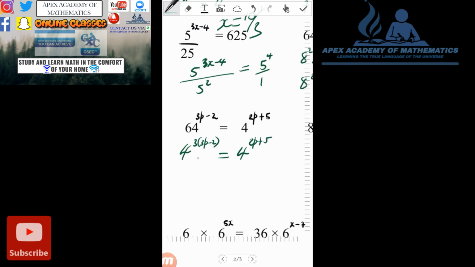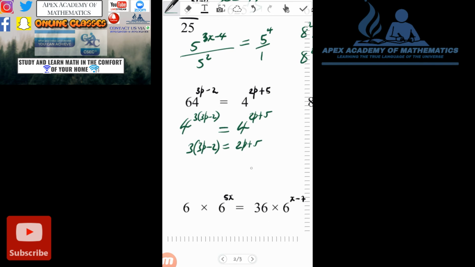Now the bases are the same, so we can just drop the base. So this is 3 open bracket. Let's write that a little bit better. So we have 3 open bracket 3p minus 2, and that's going to be equal to 2p plus 5. Now, I'm not sure if I have enough space, but I'm going to try to use this up as possible here. So we have 3 times 3p, that's going to give us 9p, and of course 3 times minus 2 is minus 6. That's the distributive law, and then that's going to be equal to 2p plus 5.